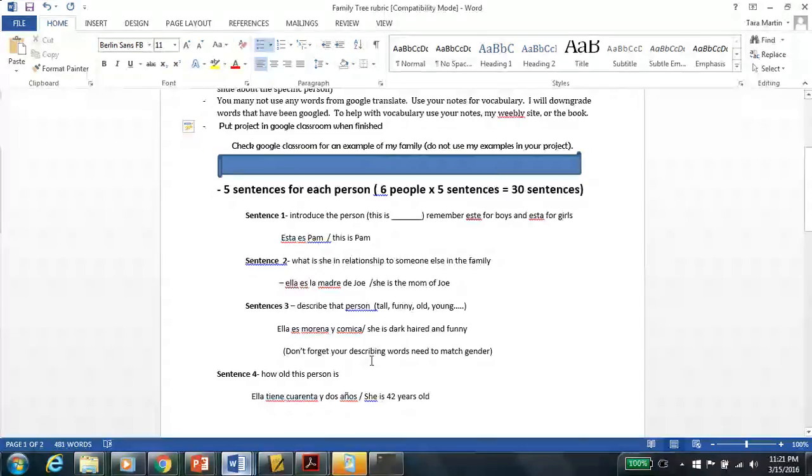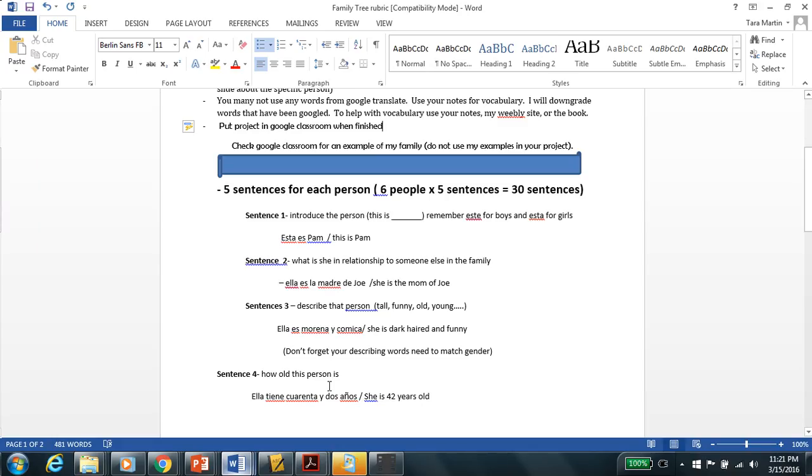Don't forget, when you're describing words, you need to match them with gender. So if you're talking about a girl, it would need to be "rubia" instead of "rubio," blonde. Also, if the whole family is blonde, I don't want every single person to be blonde. You will get downgraded for a ton of repetition. I don't want that.